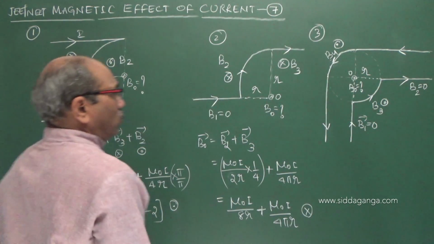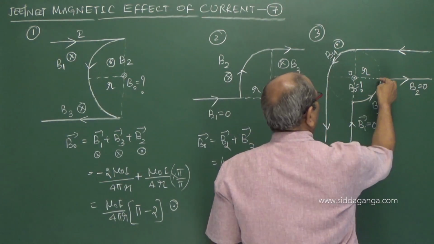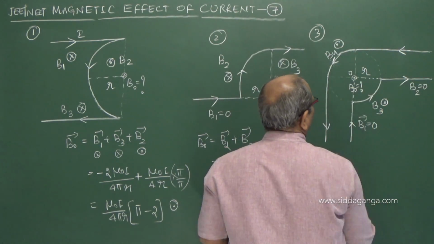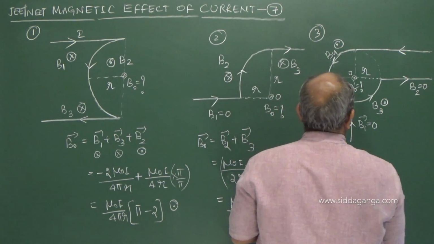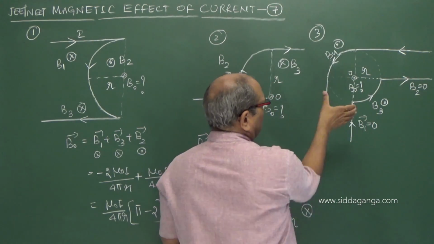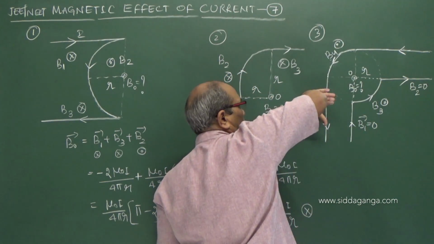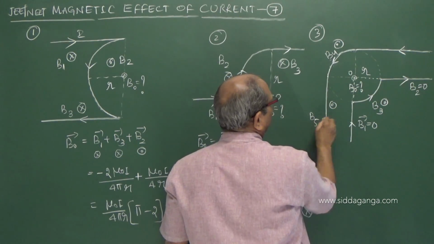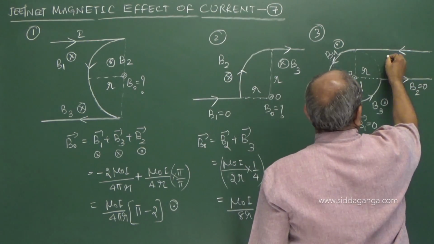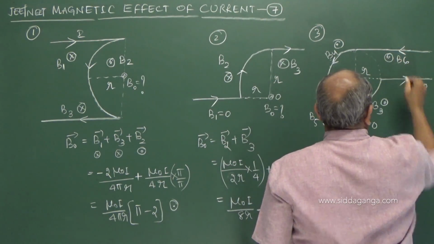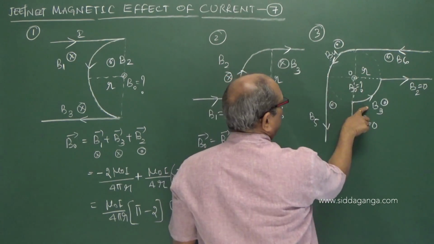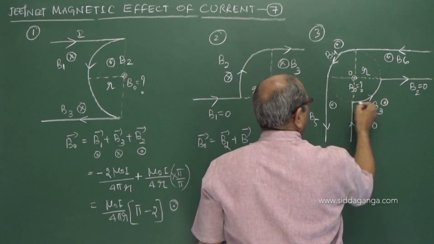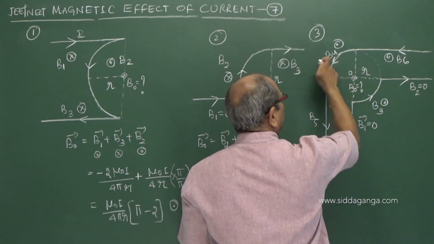Current is anti-clockwise. In this also, and again in this anti-clockwise, both are outward. If you see this, it also produces the field outward. If I call it B5, and again it also produces the field outward, B6. The two quarter circles, this portion is 90 degrees and this portion is 90 degrees, give B3, B4.